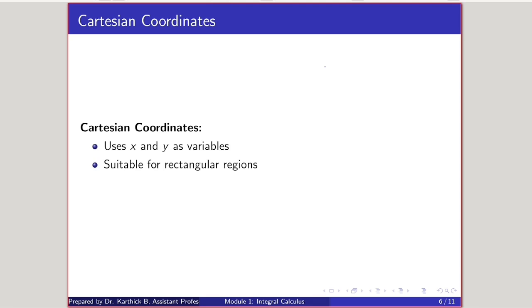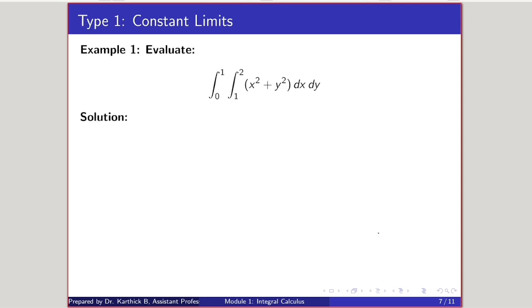we study the Cartesian coordinates. It uses the variables x and y, which is more suitable for rectangular regions. Now type 1 is of constant limits. We have categorized the limits into two forms: one as constant, another as variable. If the limits are variable, that belongs to type 2. So here we see type 1.